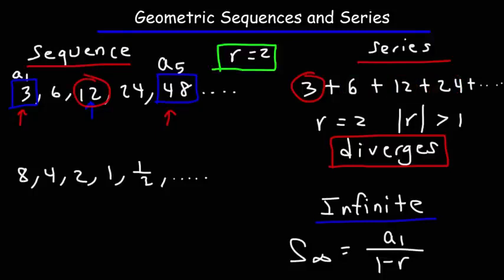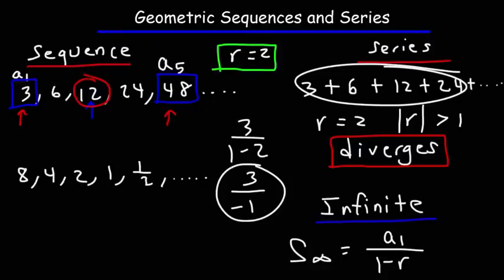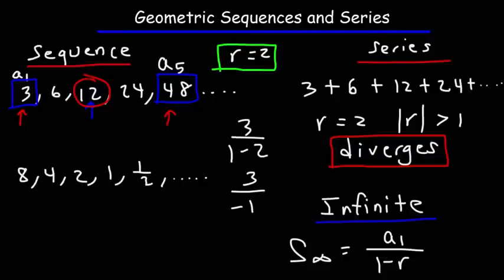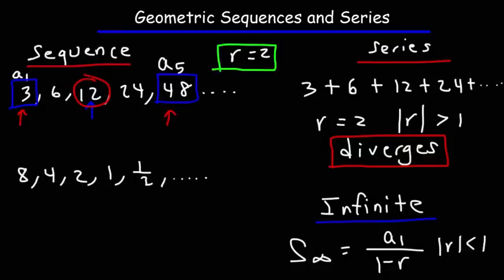So the series diverges. If you try to calculate it, let's say you plugged in 1 for a1 and 2 for r, it's not going to work. You get 3 over -1, which is -3, and clearly that's not the sum of this series. The fact that you get a negative sum from positive numbers tells you something is wrong. So this formula doesn't work if the series diverges. It only works if the series converges, and that happens when the absolute value of r is less than 1.